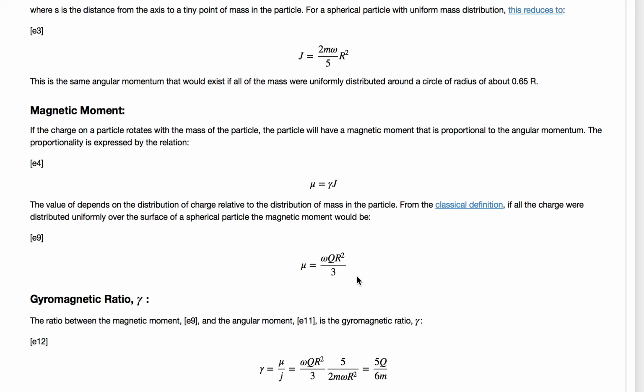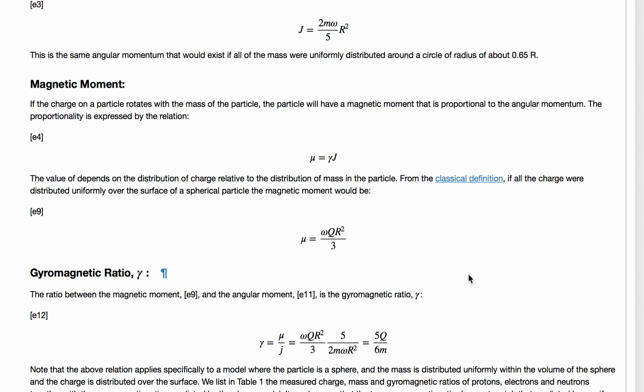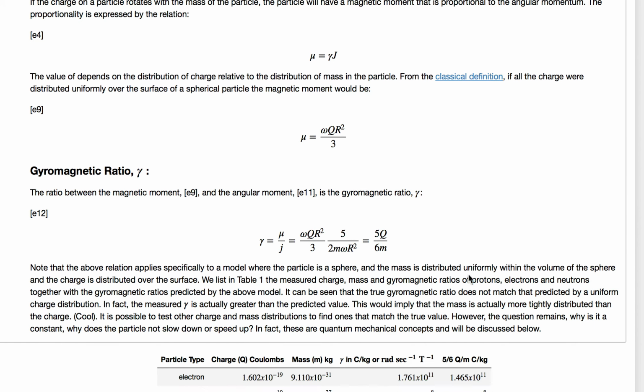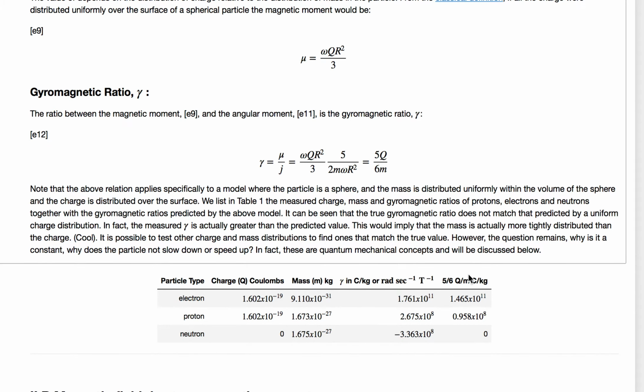You have this magnetic moment now that turns out to be omega times the charge times the radius squared divided by 3. And again, if you want to see the derivation of that, you can click that little button and go to the classical definition, which gives the derivation of that. And so the gyromagnetic ratio in this case, which would be the magnetic moment for the spherical surface charge divided by the angular momentum, where the mass is uniformly distributed, ends up giving you 5/6 times q over m.